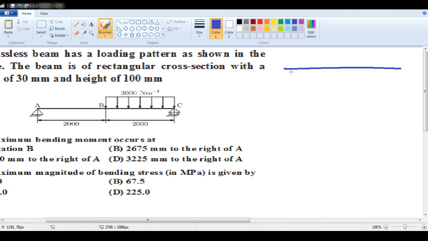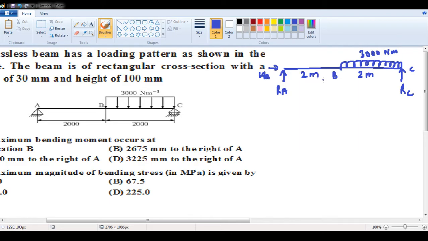So this is a beam. There will be a reaction here, RA. There will be a reaction over here as well, that is RC. Here this is a hinge support, so obviously there is one more, HA. This is B, this is C, ABC. And here a uniformly distributed load of 3000 Newton per meter, and this is of 2000 mm, so I can write it as 2 meter, and this is again 2000 mm, so 2 meter.